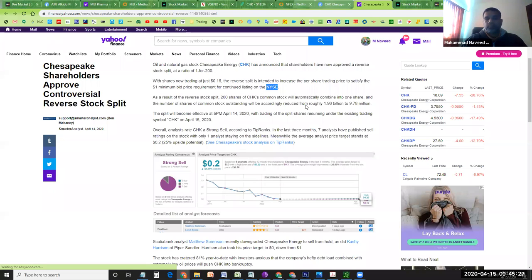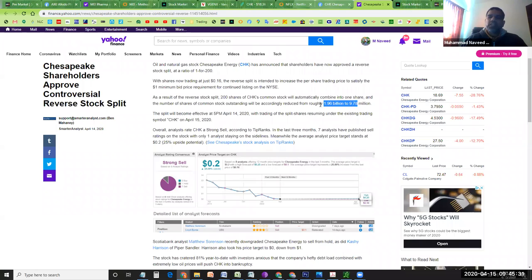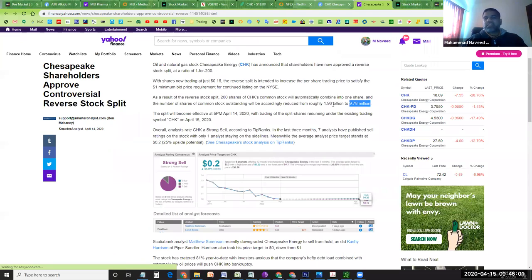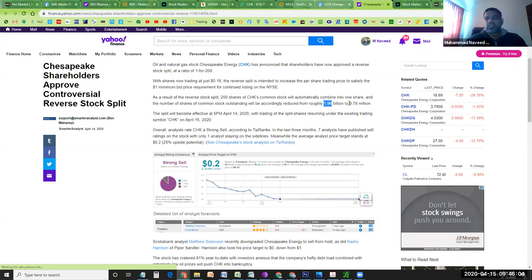Yes. Well, no, the value of the company remains the same. It's just that it was 1.96 billion shares outstanding at that penny price. Right now they have 9.78 million, but at a much higher price. So the value of the company still remains the same, which is $36 billion. So 36 billion divided in 1.96 billion shares versus 9.78 million, that still keeps the market cap the same.